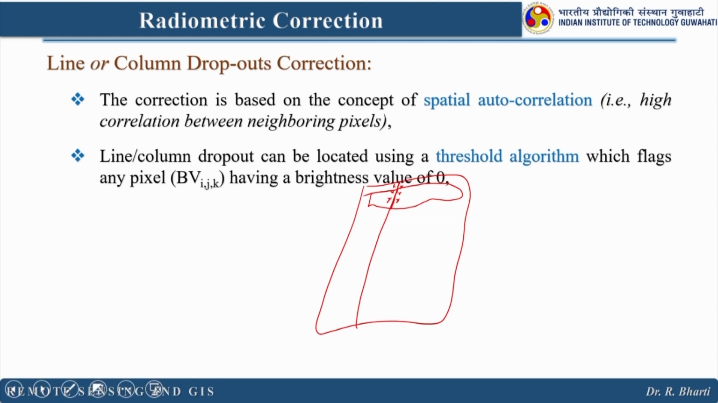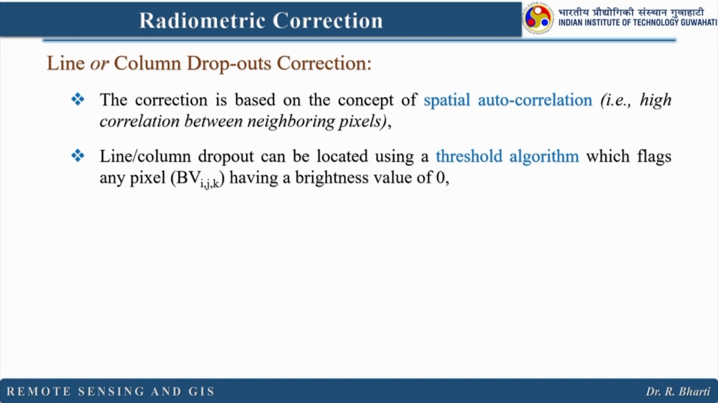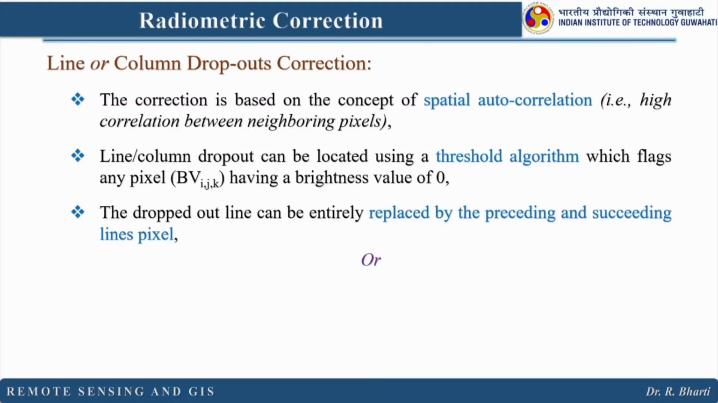The second point says line or column dropout can be located using a threshold algorithm, which flags any pixels having a brightness value of 0. This is very easy. You can just run an algorithm or filter to identify 0 value in your image, and then in that matrix, image and matrix, everything is the same here, right. The dropped out line can be entirely replaced by the preceding and succeeding lines, as I have already explained.